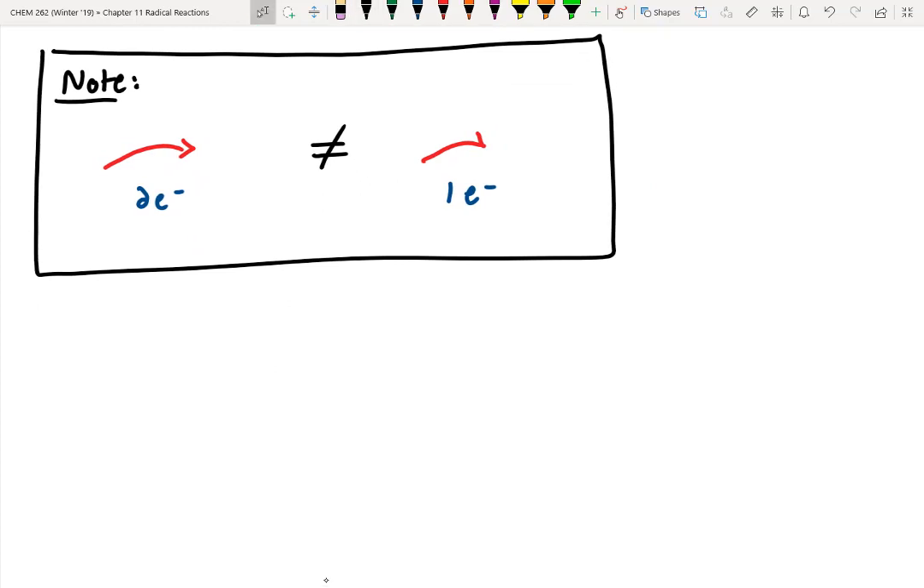So do radicals not have charges? Radicals do not have a formal charge, at least the way we have them shown here. Yep. So let's take an example of one of these.